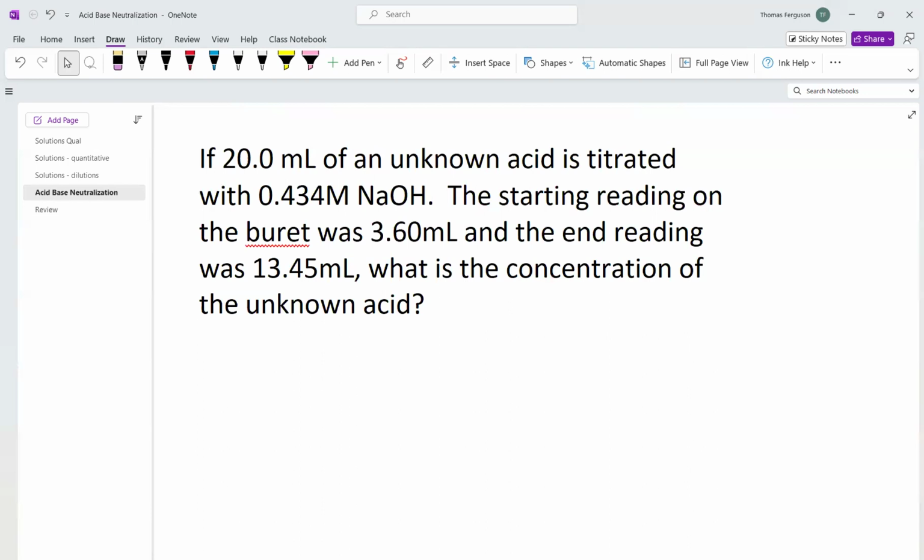Okay, so again, with your burette, you've got to have a before and after reading. If you start at exactly 0, then you don't have to subtract. But if it's anything else, you've got to subtract. So we're starting this time at 3.60, ending at 13.45.